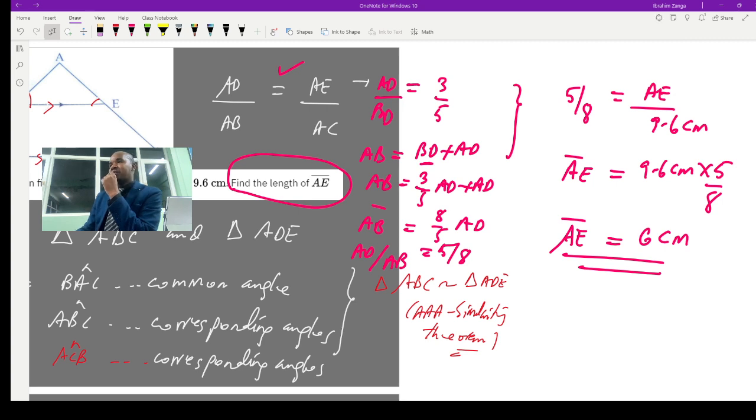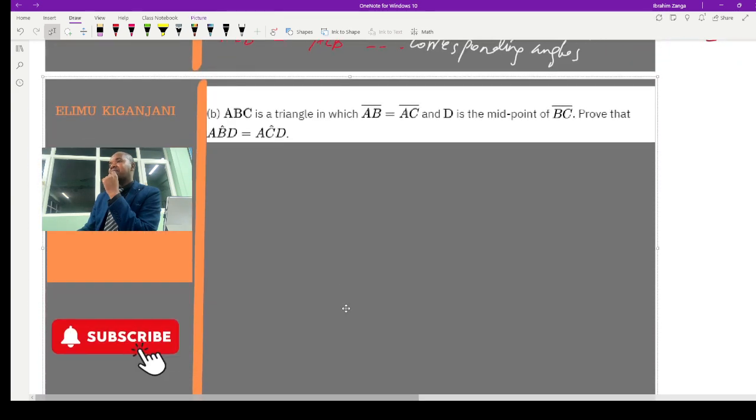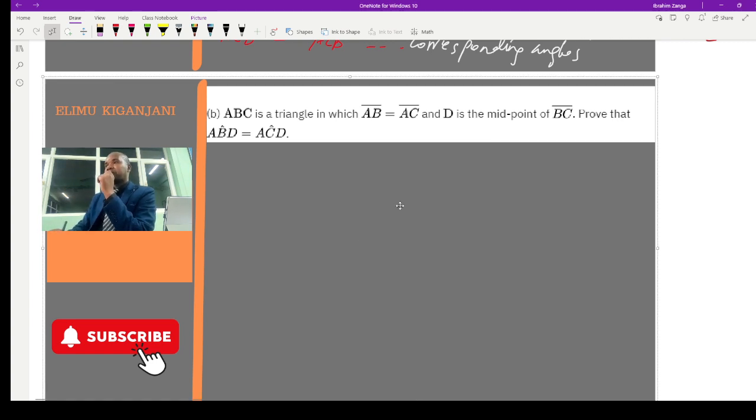We are going to dive into question number 8B. So with 8B in our hand, ABC is a triangle in which AB equals AC and D is the midpoint of BC. Prove that angle ABD is equal to angle ACD. So we are supposed to prove that those two angles are equal.